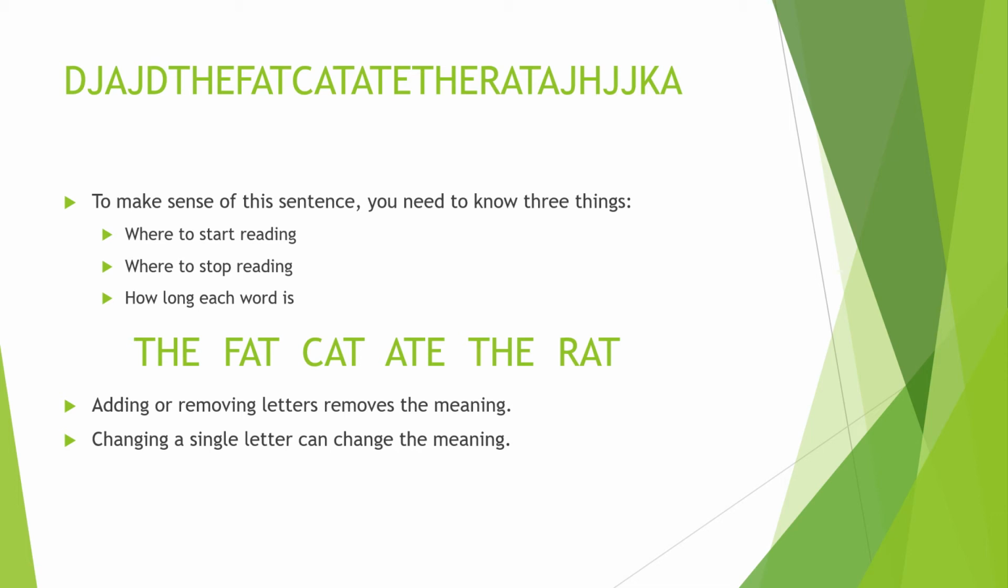In cells, there's a start codon to indicate where to start reading, a stop codon to indicate where to stop reading, and the code is always written in 3-letter chunks. For us, we are also using 3-letter chunks, but I will tell you to start reading after the letters A, J, D, and to stop reading after R, A, T. If we do this, we get the sentence seen here. The fat cat ate the rat.